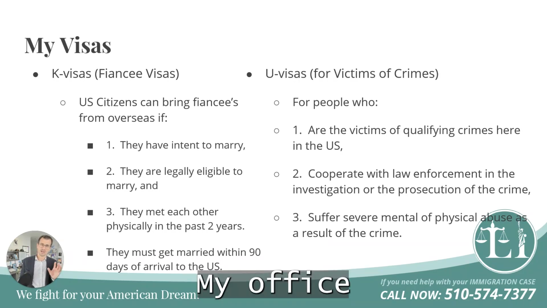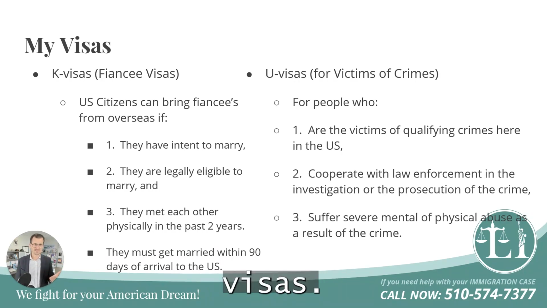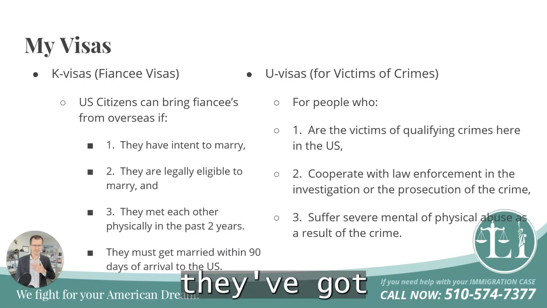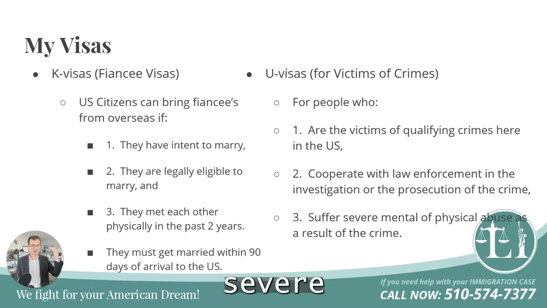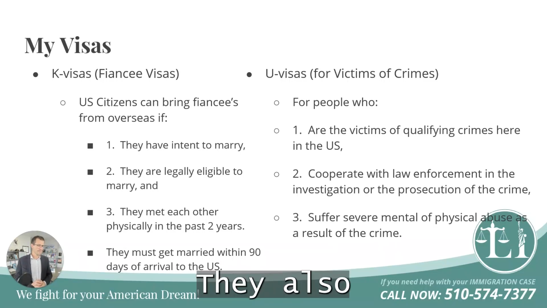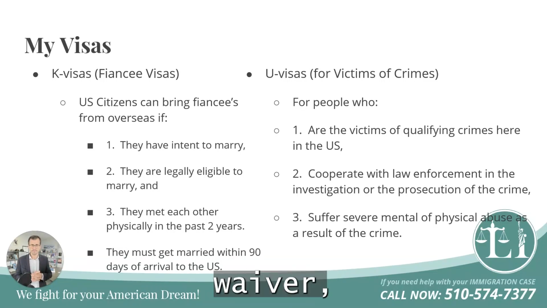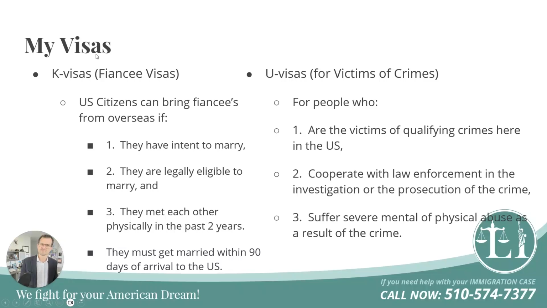Okay? My office also does a lot of U visas. U visas are for people who have been the victims of qualifying crimes here in the U.S. They've got to show they've cooperated with law enforcement in the investigation or the prosecution of that crime, and they've got to show they've suffered a severe amount of mental or physical abuse as a result of that crime. They also have to be admissible or eligible for a waiver, all right, along with the U visa. Those are visas.